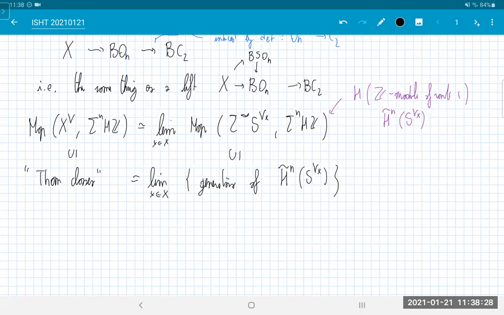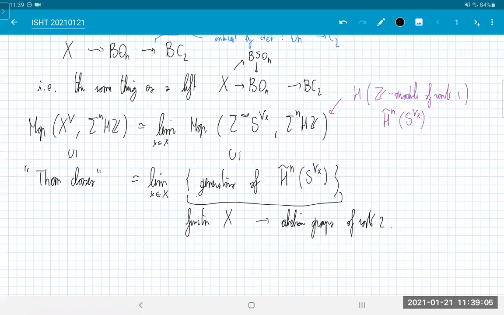Right, so this is the same thing as, so this is a functor. You can think of this as a functor from X to abelian groups of rank 2. Right, the generators of H tilde n S^V X are an abelian group of rank 2.